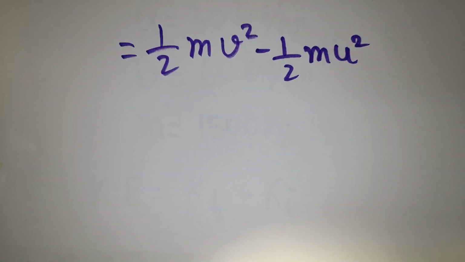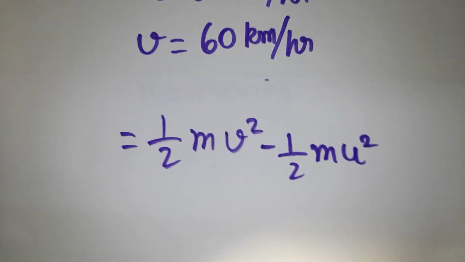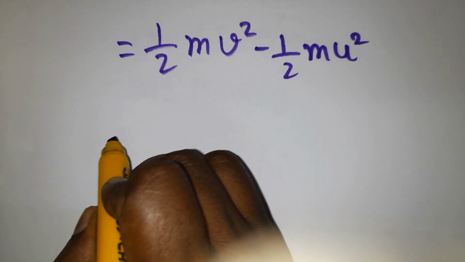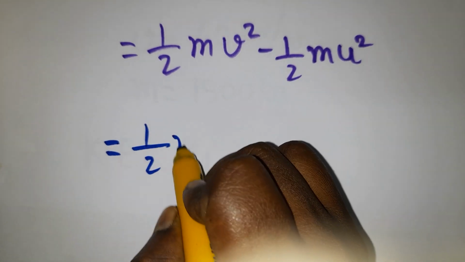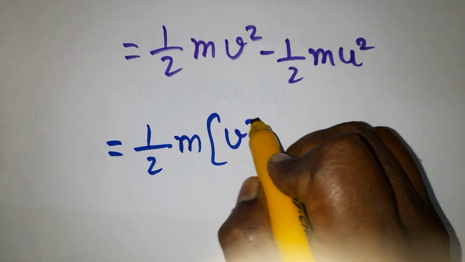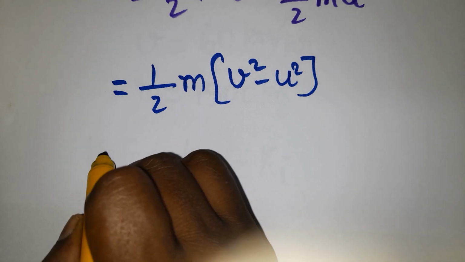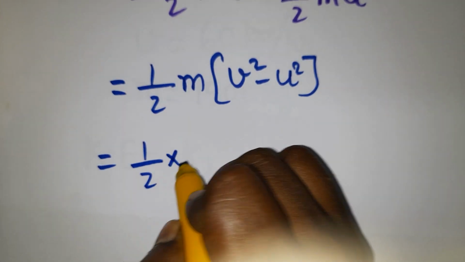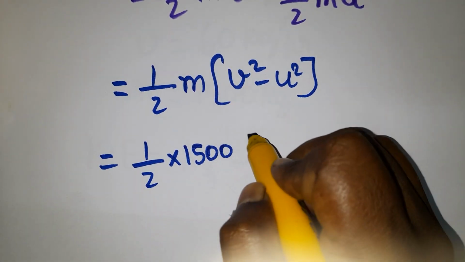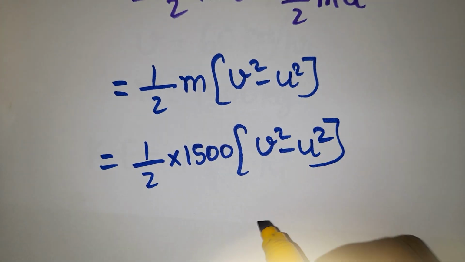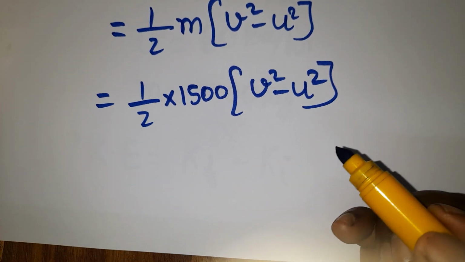Now, you should solve the problem with SI units only. Here the values are not given in SI units, so first you should convert, and then only you can do the calculation. Since m is constant, you can take it outside; m is a constant outside, and v square minus u square will be inside. Now it's going to be half times 1500, which is the mass, times v square minus u square.